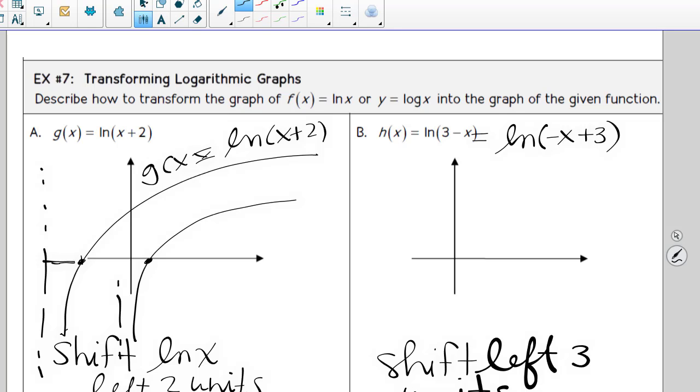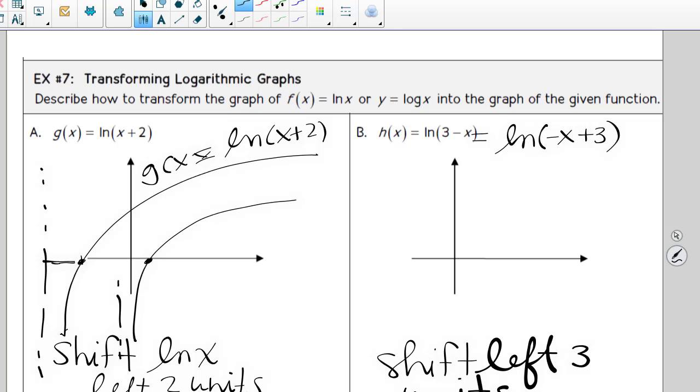Let me see if I can sketch in my basic graph. The board is gone.